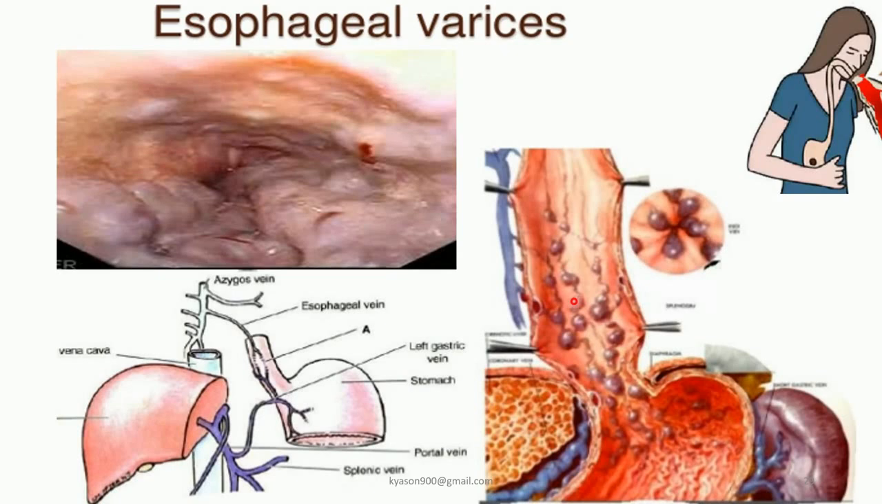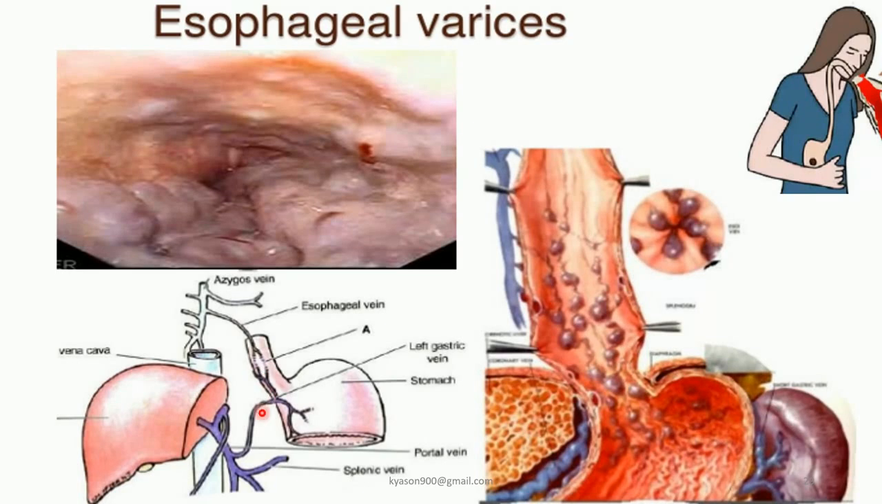These enlarged veins can rupture anytime and result in what we call hematemesis. Hematemesis means vomiting of blood. Okay, so all this can happen because of liver disease. Patients with liver disease can present with esophageal varices, as you can see, and these varices can rupture, resulting in hematemesis. These varices are forming because of the portal systemic anastomosis.